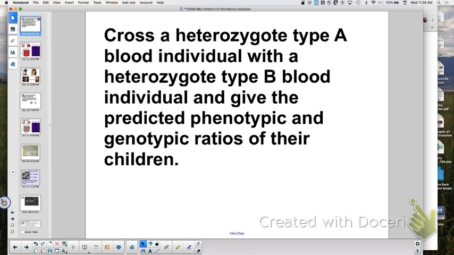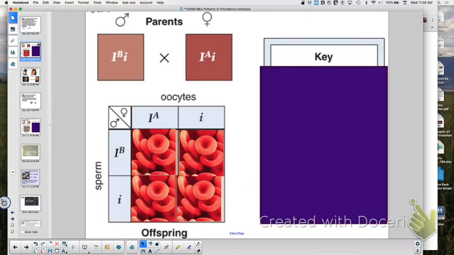Cross a heterozygote type A. So what would that look like genotypically? The phenotype, I'm telling you it's A blood, but I'm telling you it's a heterozygous A, so how would that look like in a genotype? Big IA, little i. Exactly. Cross a heterozygous type A individual with a heterozygous type what? B. So that has to be big IB, little i. Did you get that far? Okay, so your Punnett square would look something like this for your setup.